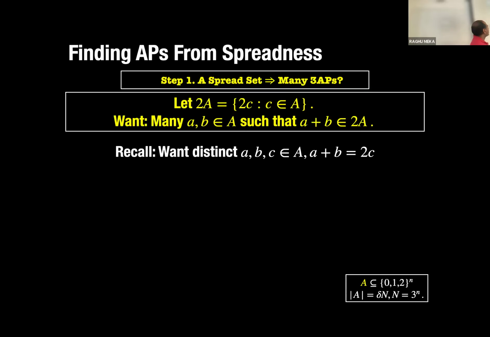All right. So now we have to show the main thing, which is that a spread set must have many 3-term arithmetic progressions. How do we approach this? Well, here we're going to start talking about what it means to have a 3AP a little bit more and formulate it in a slightly different language. If you think of this condition of 3AP, what we really want is distinct a, b, c such that a plus b equals c.